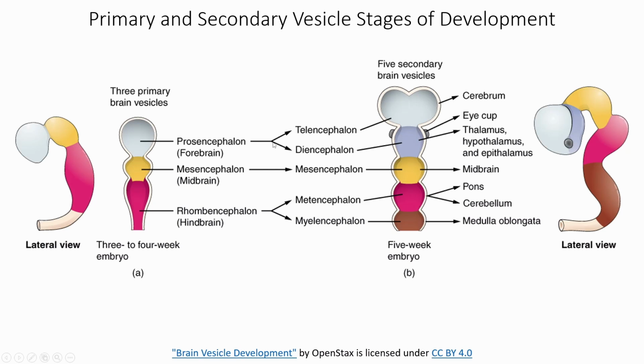split into 2, right? So we see what's going to become the cerebrum, we see the diencephalon, right? The midbrain, the mesencephalon, that's going to stay the same, and it's just going to become the midbrain. And then that bottom one, the rhombencephalon, is going to be the one that breaks into two to form the hindbrains, pons, cerebellum, and medulla oblongata.